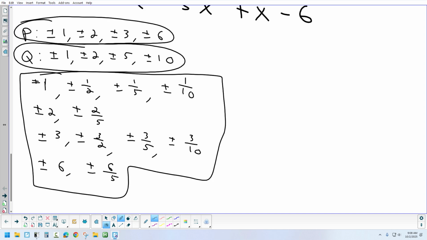So we have, what do we have? 4, 8, 9, 10, 11, 12, 24. 24 different options. What I usually do is I look for the biggest one and the smallest one.